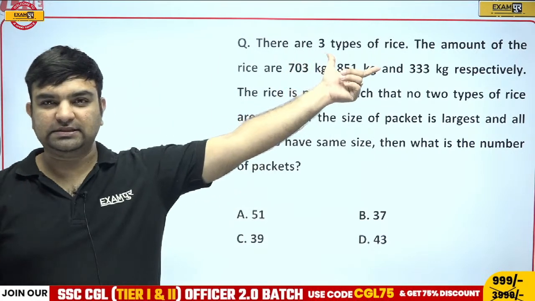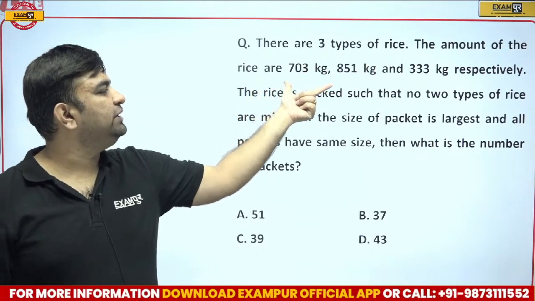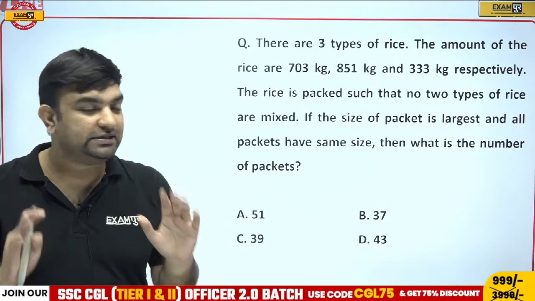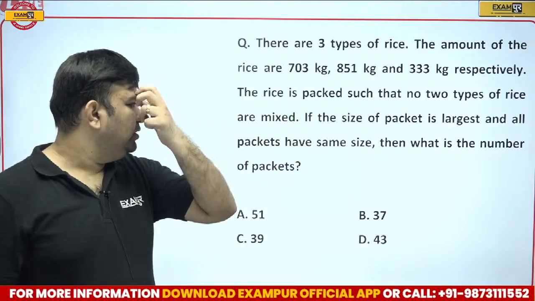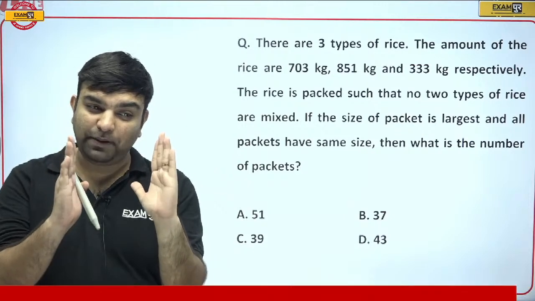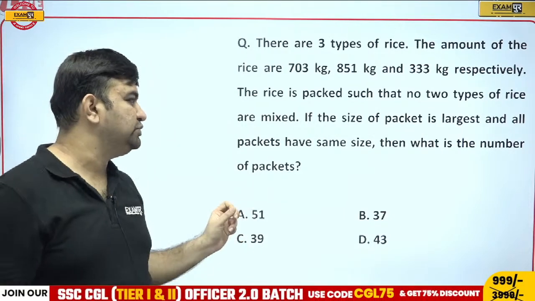Three types of rice. Quantities 703, 851, 333. The rice is packed such that no two types of rice are mixed, so each and every one is packed individually.